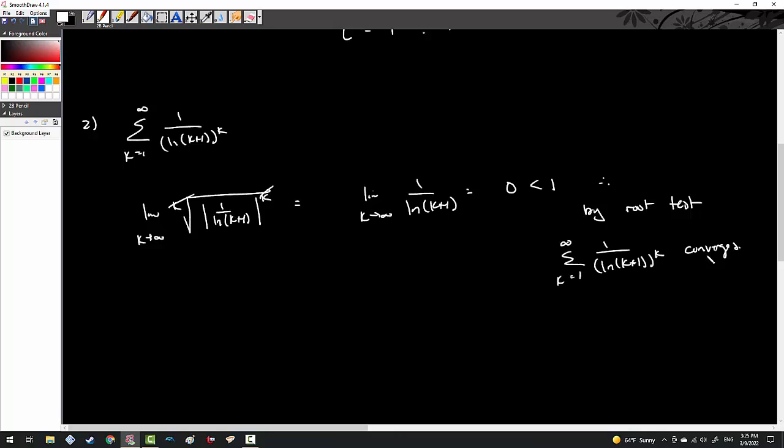So I think that will wrap up the root test. I know it's a pretty short lesson, but it's pretty easy, especially coming off of the ratio test.